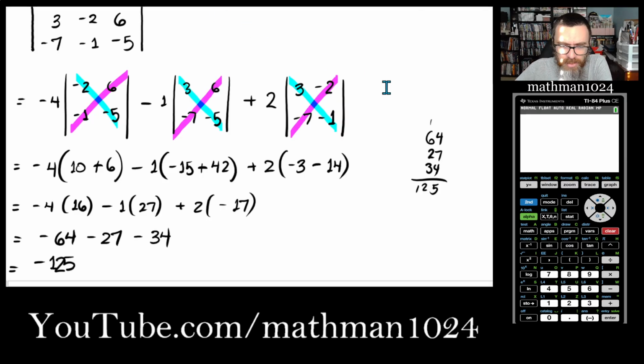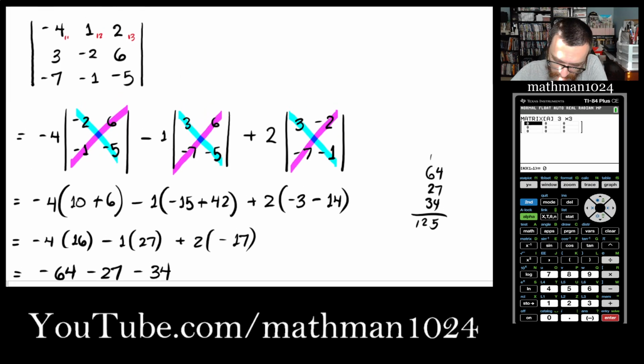So let's just double check with the calculator. All right, so I need to first create my matrix. We have a 3 by 3. And let's just make sure that we have this typed in correctly. So we have negative 4, 1, 2, 3, negative 2, 6, negative 7, negative 1, negative 5. Let's make sure we have all that stuff copied correctly. Looks good.